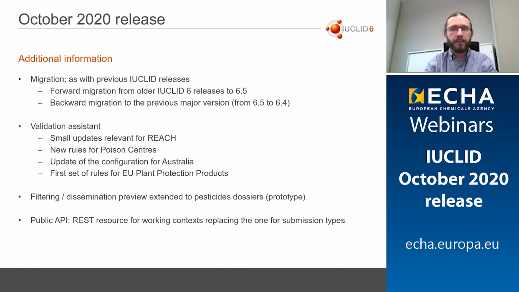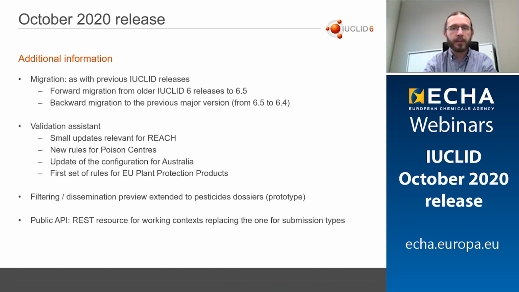Some additional information before we start with the format changes in this release. I wanted to talk about the migration, and this is done in the same way as with previous Euclid releases, which means that there is a forward migration that allows you to import any Euclid 6 files and even Euclid 5.6 files to this latest release of Euclid. So all the information you have on your drive or in your folders can be imported successfully into this version Euclid 6.5.